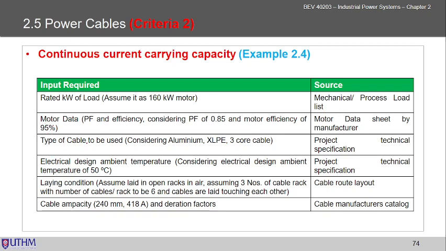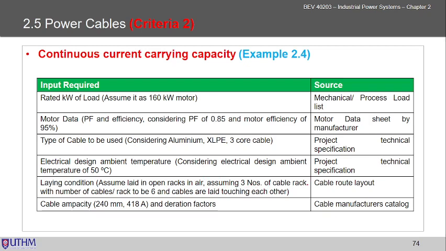Okay, so the type of cable that we use is like in example 2.3: aluminium conductor, and the insulation is XLPE, cross-linked polyethylene, three core cables, so it's a multi-core cable. And for the electrical design, our ambient temperature is 50 degrees. What is the laying condition? The laying condition of this cable is assumed to be laid on an open rack in air. That means we install only in air, so we just need to obtain K1 and K2 only, right? Because it is in air. And assume it is three nodes of cable rack.